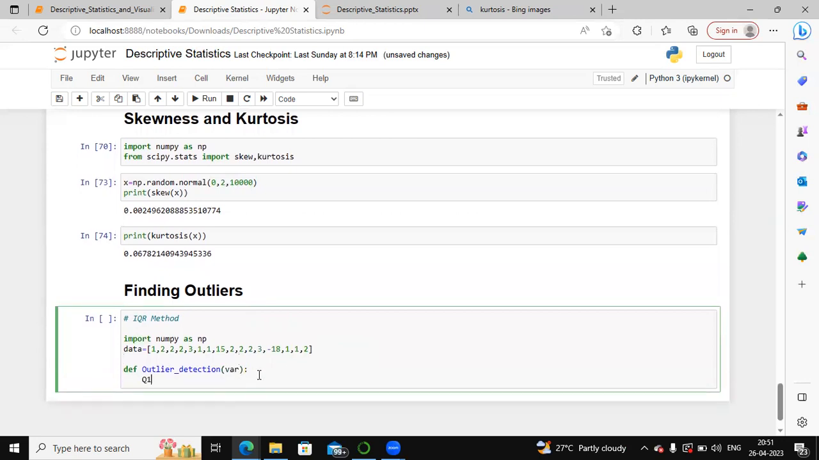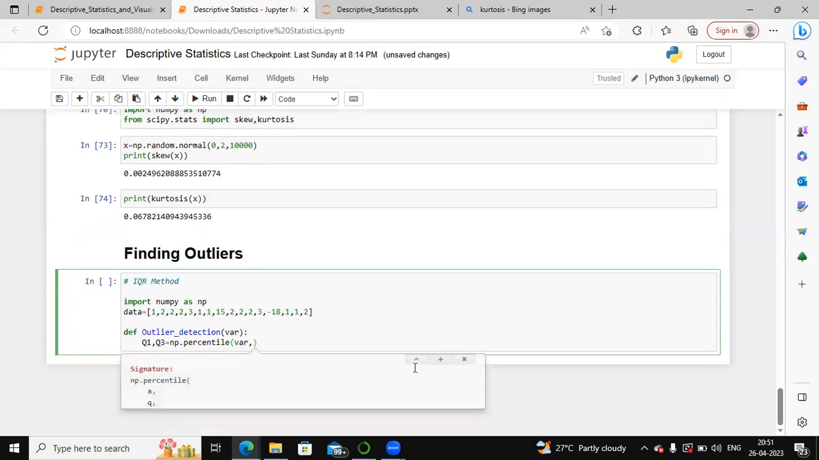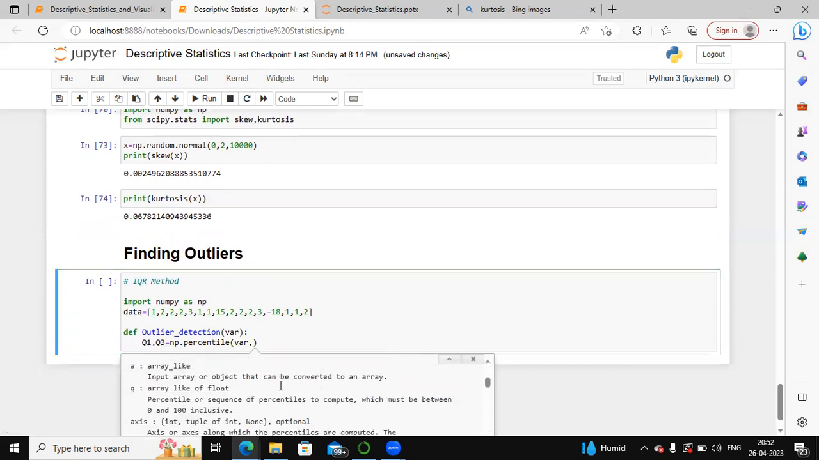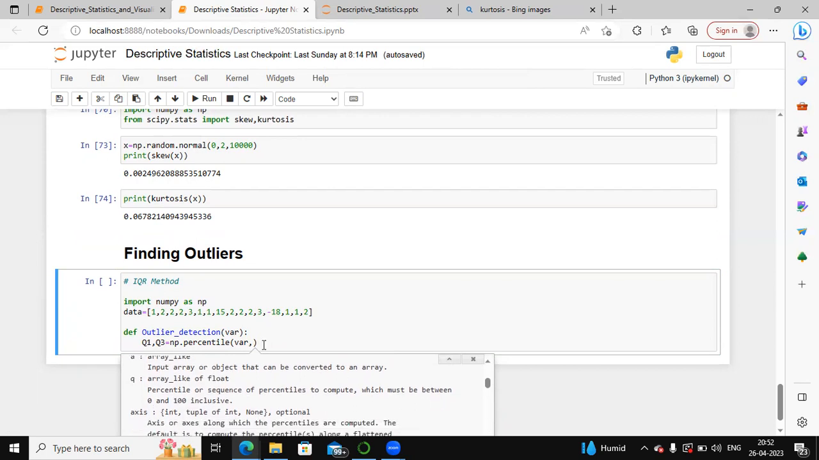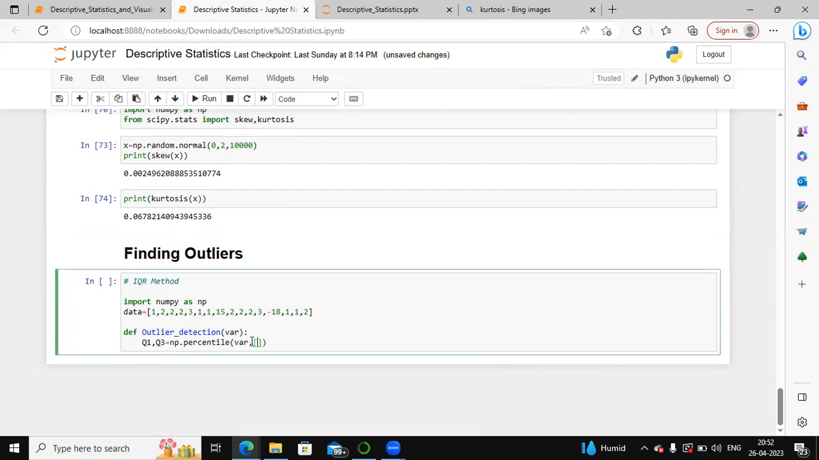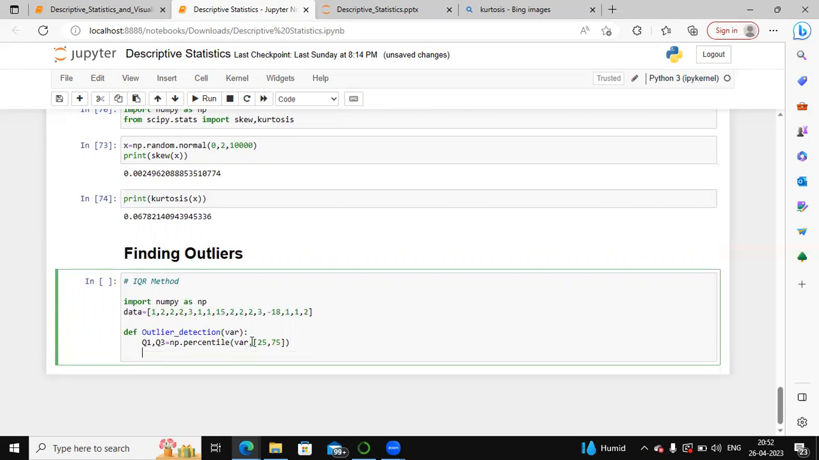So we can find Q1, Q3 using np.percentile of variable, comma, what you want as the percentile. We have various attributes over here. We want a, an input array or object that can be converted to an array. So we are passing the variable as our input array, and q is the percentile of the sequence to compute, which must be between 0 and 100. So I'm passing the values 25, 75. I want the 25th percentile and 75th percentile, which are our Q1 and Q3 respectively.